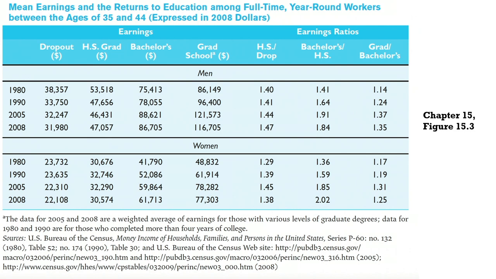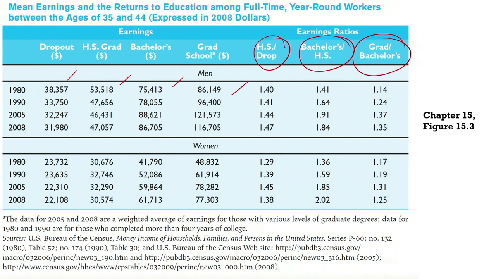So, these earnings ratios here show high school versus dropouts, bachelor's versus high school, and grad school versus bachelor's. Now, with respect to earnings by education level in the context of men, we see that mean earnings for men increase with higher educational attainment across all the years. So, if you see from dropouts to high school grads to bachelor's to graduate school, you will see that the mean earnings for men have increased over the years.